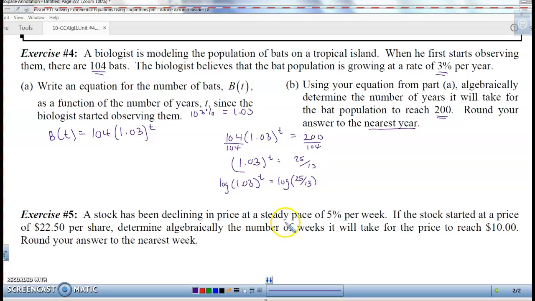All right, now since we're doing a log, this is an exponent. Where does an exponent go in the log? It goes out in front. So this is T times the log of 1.03 is equal to the log of 25 over 13. Okay, now I need to solve this for T. Well, I have to get this log of 1.03 off of there, so I just divide by log of 1.03.